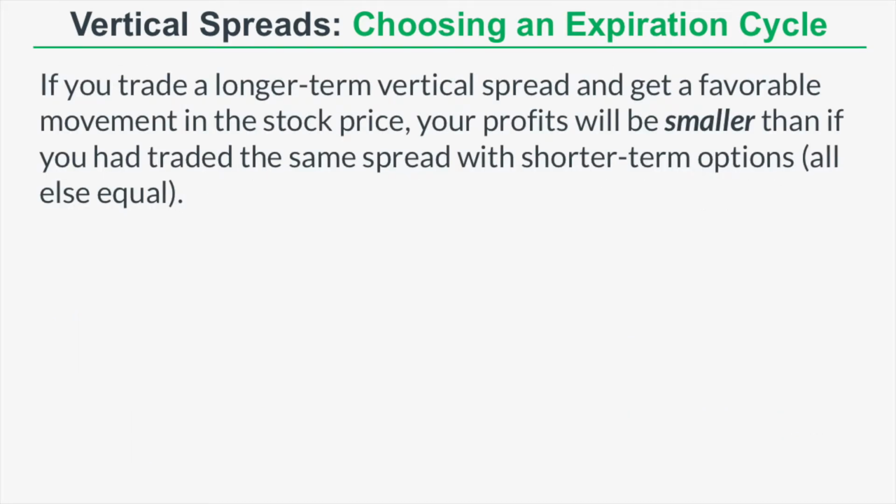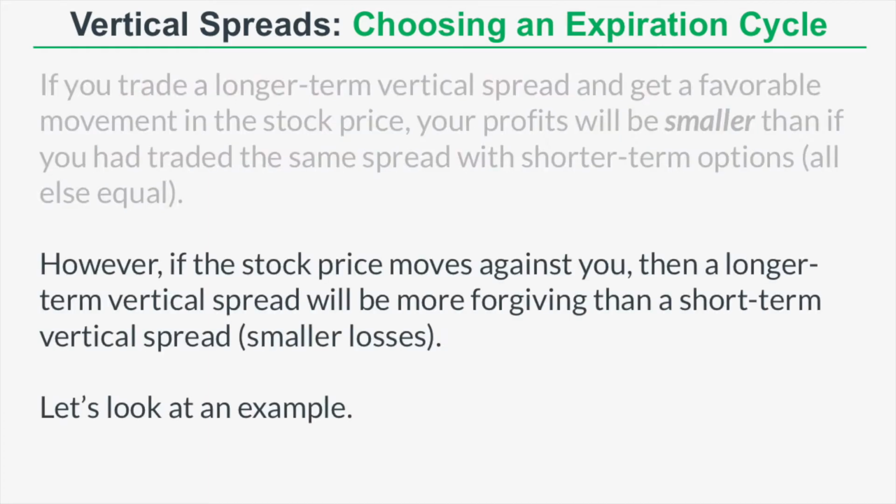Now, what does that mean for selecting an expiration cycle when trading vertical spreads? Well, if you trade a longer-term vertical spread and get a favorable movement in the stock price, your profits will typically be smaller than if you had traded the same spread with shorter-term options. And of course, this is holding all else equal, and this is kind of a general statement.